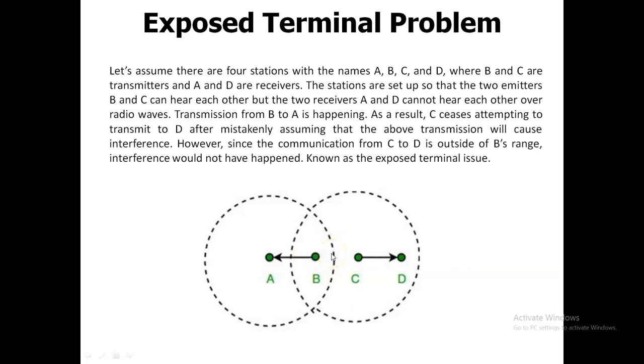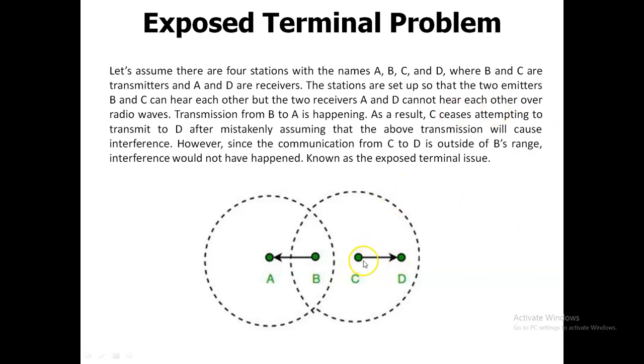For example, consider B has started a communication from B to A. So now B is transferring some information to A. At the same time, if C wants to communicate with D, C checks the medium and B is already sending information. B, C, D are all in the same communication range. So if B is communicating, C thinks that B is already communicating with D, so it cannot interfere with the communication between B and D. So C waits until the medium becomes free.